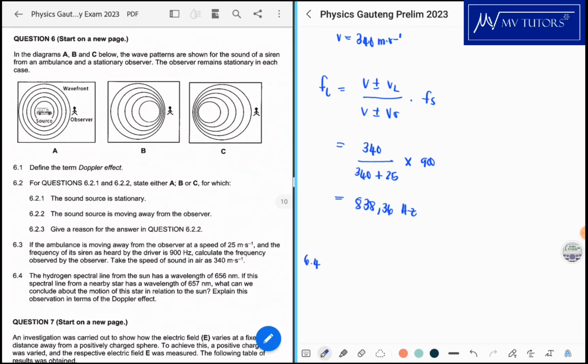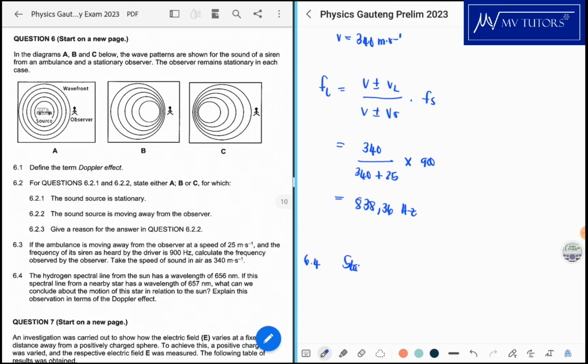It says the hydrogen spectral line from the sun has a wavelength of 656 nanometers. Now, if this spectral line from a nearby star has a wavelength of 657, so it has increased from 656 to 657, what can we conclude about the motion of the star in relation to the sun? So it is kind of further away from the sun. Okay, so what can we say? We can say actually that this star is moving away from the sun.